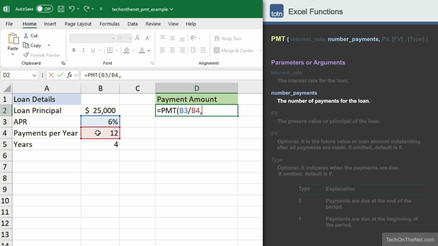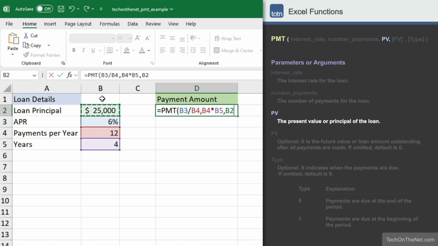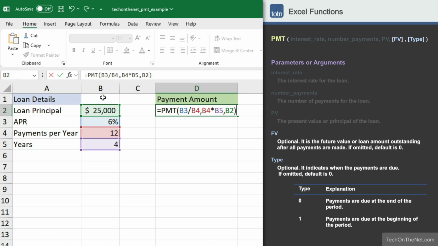The second parameter is the number of payments for the loan. This is the total number of payments, which is calculated as the number of payments per year in cell B4, multiplied by the number of years in cell B5. The third parameter is the present value, or the loan principal, which is the $25,000 loan amount found in cell B2. The last two parameters are optional and won't be covered today.